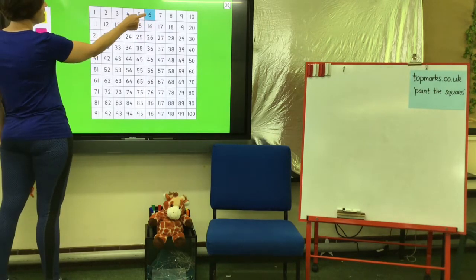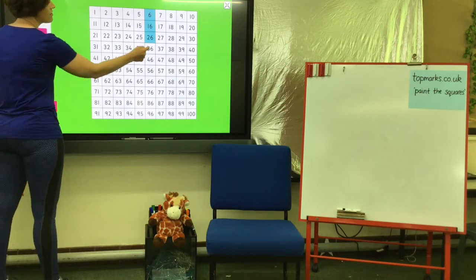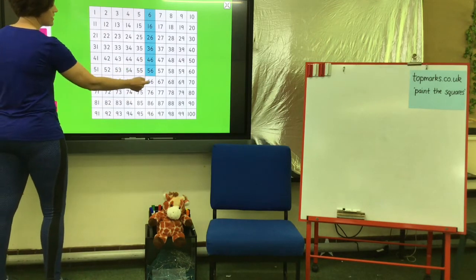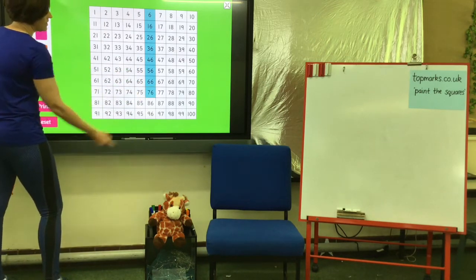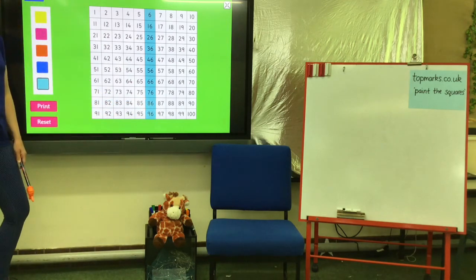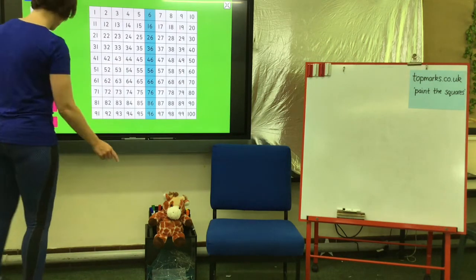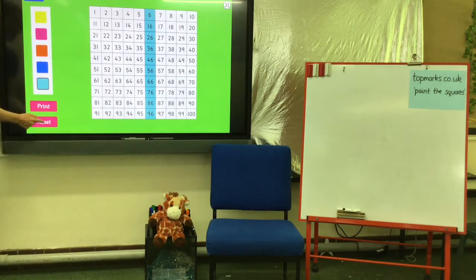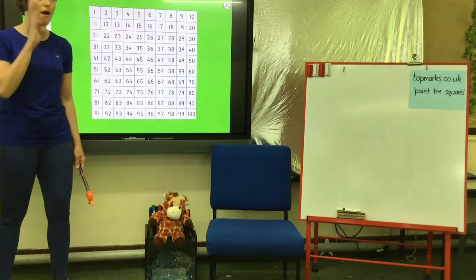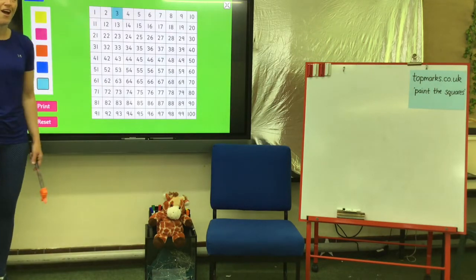Off we go, ready? 6, 16, 26, 36, 46, 56, 66, 76, 86, 96. Who knows what will come next? 106. Well done, fantastic. We'll do that one more time, choosing a different number. So somebody pick me a different starting number. Okay, let's go for 3. Thank you very much. Are we ready?